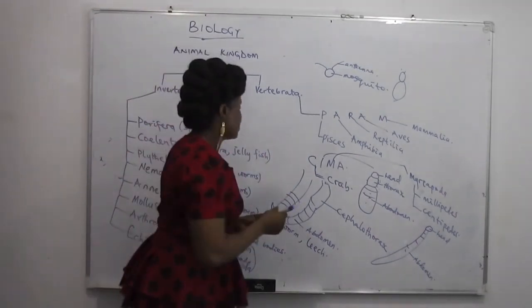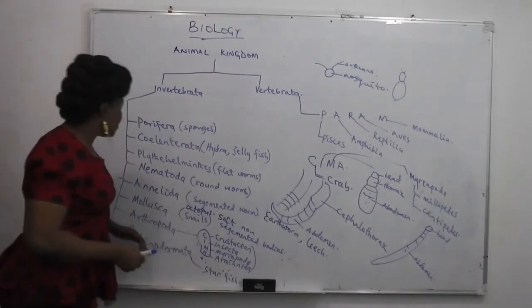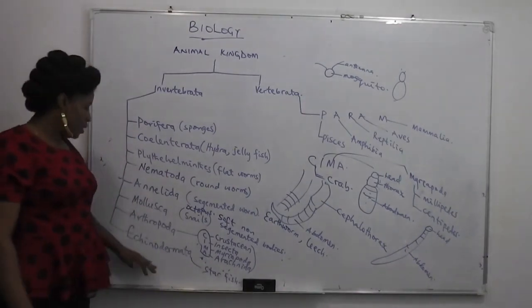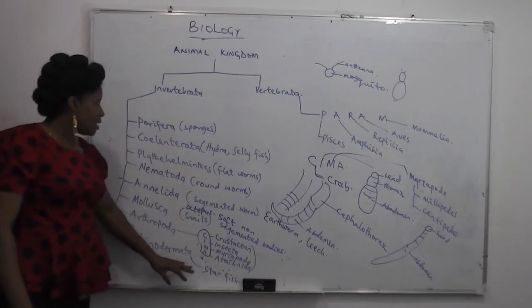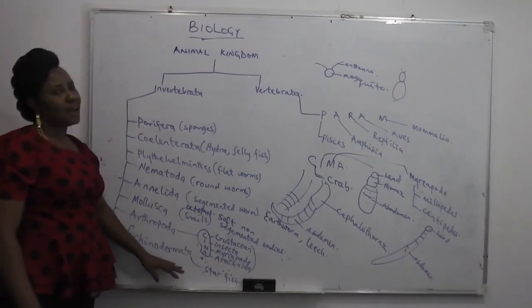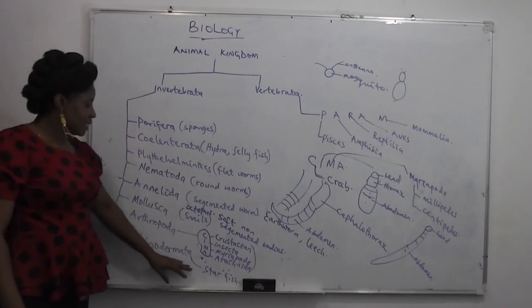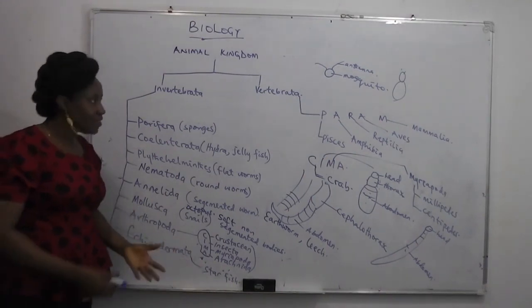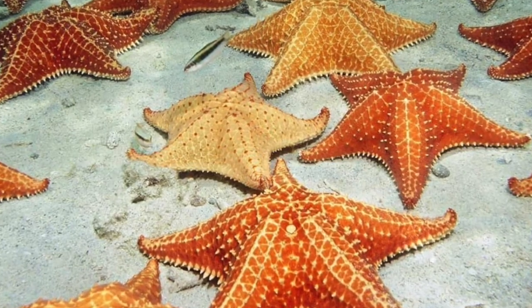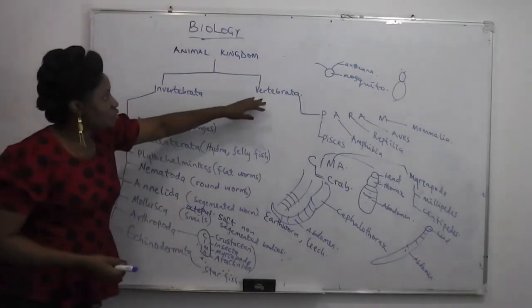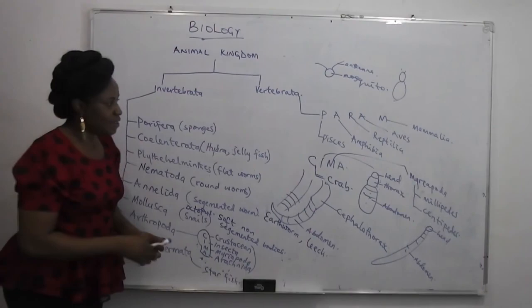And the body is divided into prosoma and the opisthosoma. Now, finally on invertebrata, we look at the echinodermata. These are invertebrates that do not have a brain. Examples are the what? The starfish, the sea urchins, and the sea cucumbers. Without wasting much of our time, we'll go straight to what? The vertebrata.